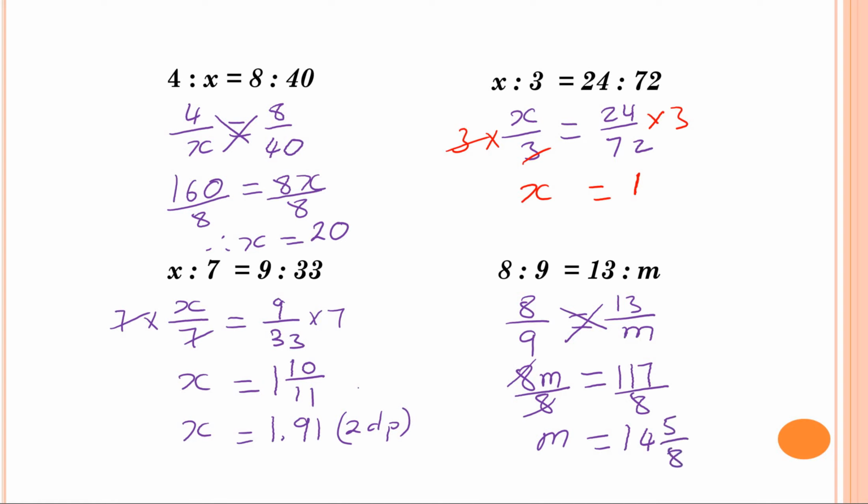Or if you want to write in decimal point, of course, it can be equal to 14.625. Sorry, I just rewrite the 5. So 14.625. Okay, that's the answer.